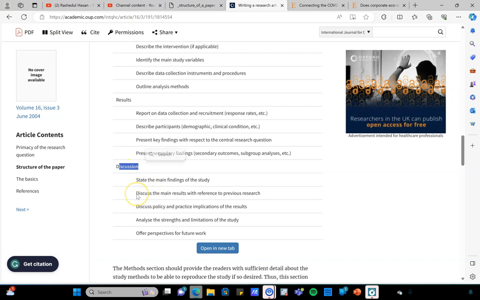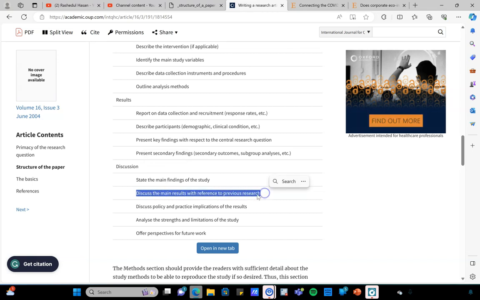You also have to make sure that when you are discussing, you relate your study findings with past studies, because it's not only what you have found, you have to mention what is similar or different from the past studies. That is also quite important.